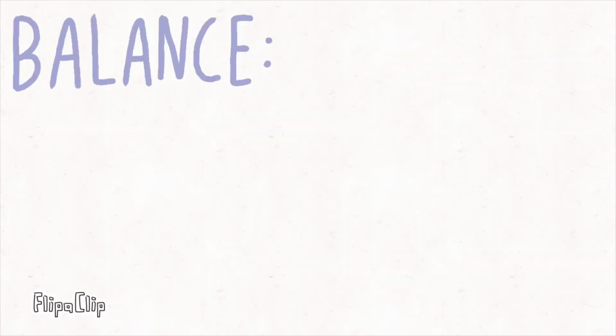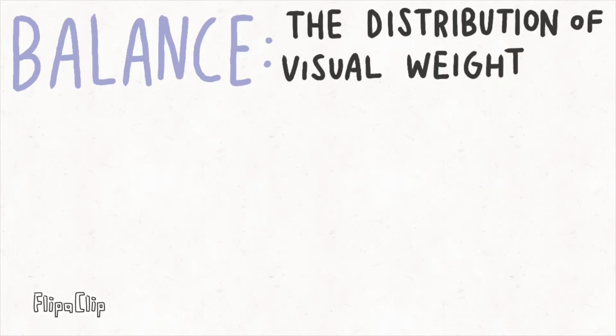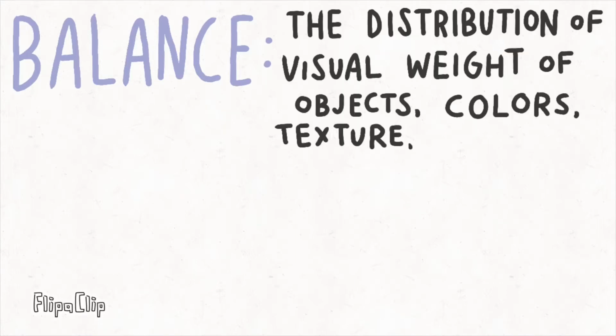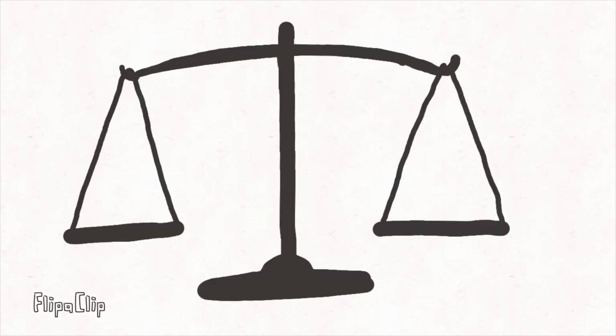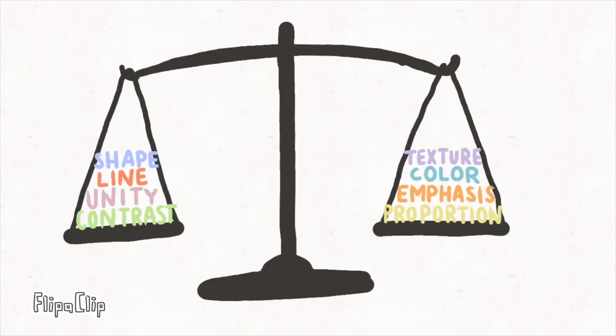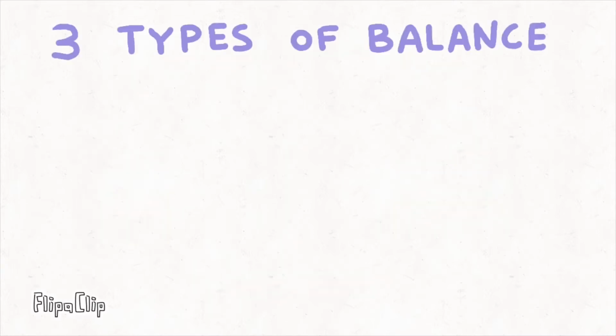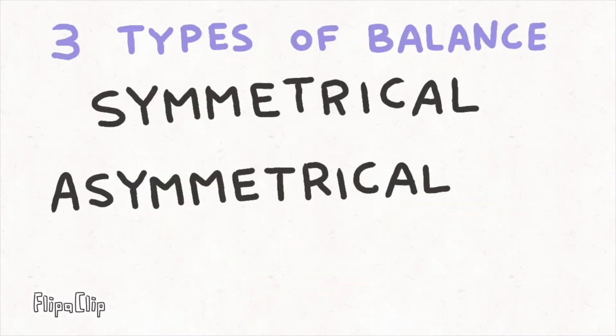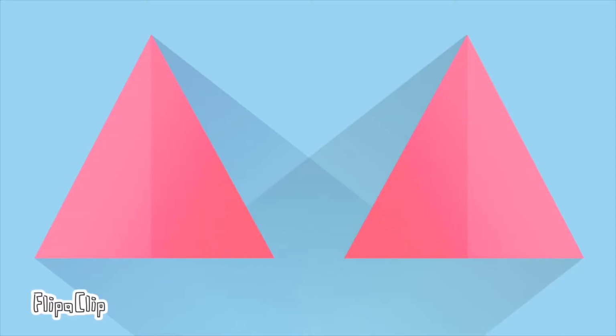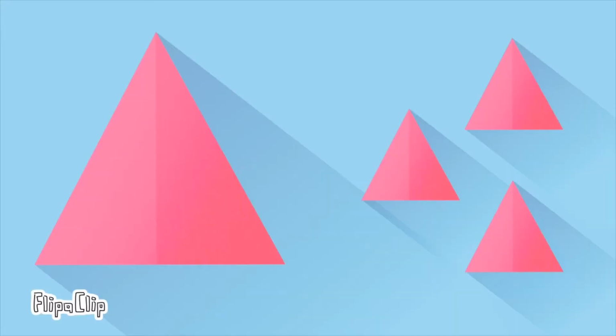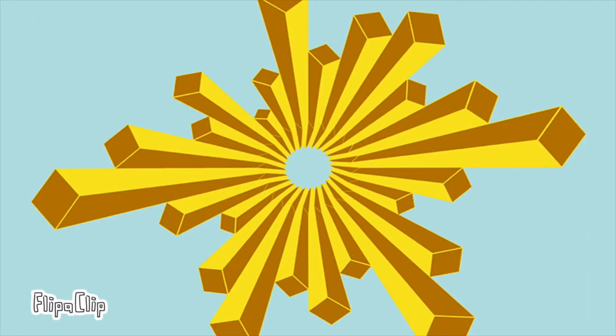The next principle of design that I'll be introducing is balance. Balance is defined as the distribution of visual weight of objects, colors, texture, and space. Think of your design as a scale. The elements in it should make it balanced. The design should feel stable. There are three main types of balance: symmetrical, asymmetrical, and radial. Symmetrical balance is when the elements used on one side of your design are similar to those on the other side. Asymmetrical balance is when the sides are different but still look balanced. In radial balance, the elements are arranged around the central point.